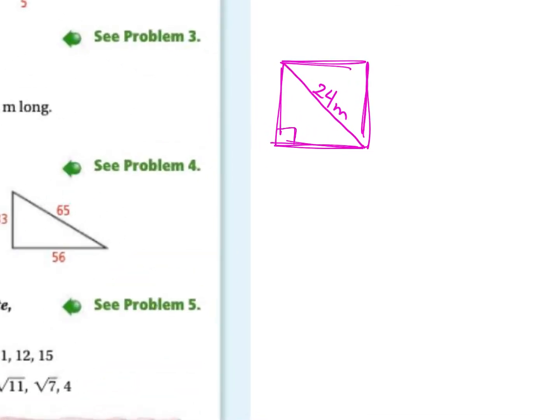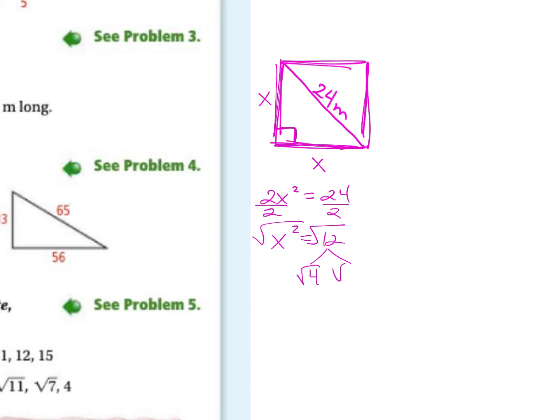So this would make a right angle because it's a square, right? They're looking for what is that length. Do you see how you can set that up to solve it? 2x squared equals 24. Right, same as the last one. These would both be x because it's a square. So 2x squared equals 24, so divide by 2. So x squared is 12, and then take the square root of that. Well, the square root of 12 would be rad 4 and rad 3, so 2 rad 3 would be your setup.